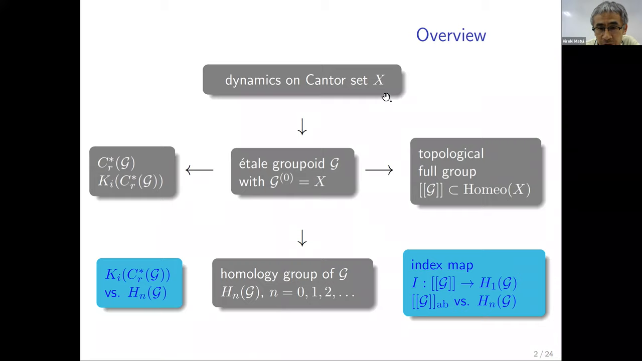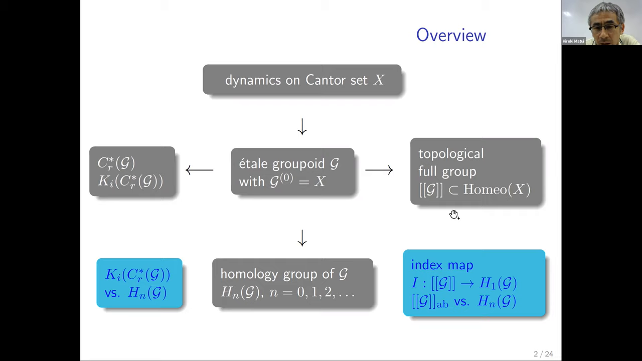And from such an étale groupoid, first, I can consider its groupoid C-star algebra. In fact, I'm from operator algebras. That's my main area. So I'm from analysis. And once we have a C-star algebra, it's important to compute its K-groups. That's an important invariant of C-star algebras, K0 and K1.